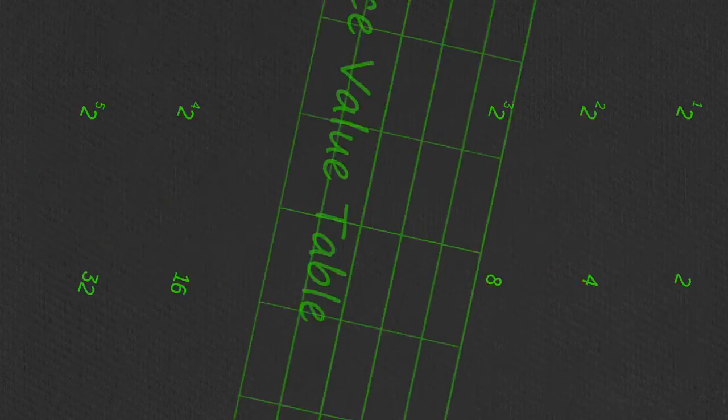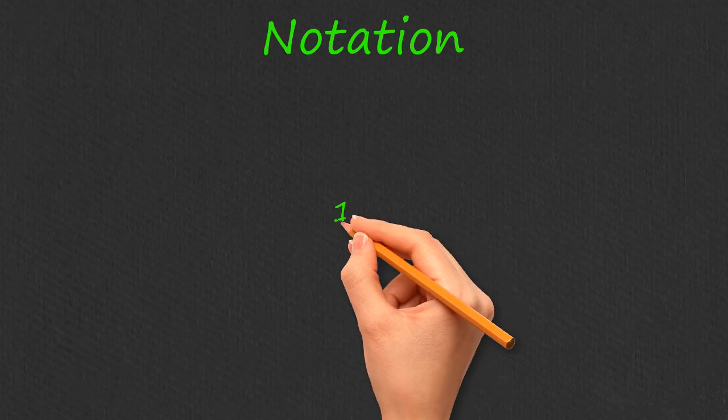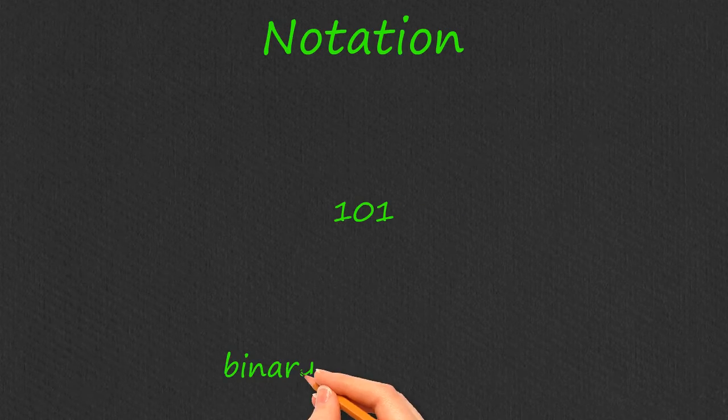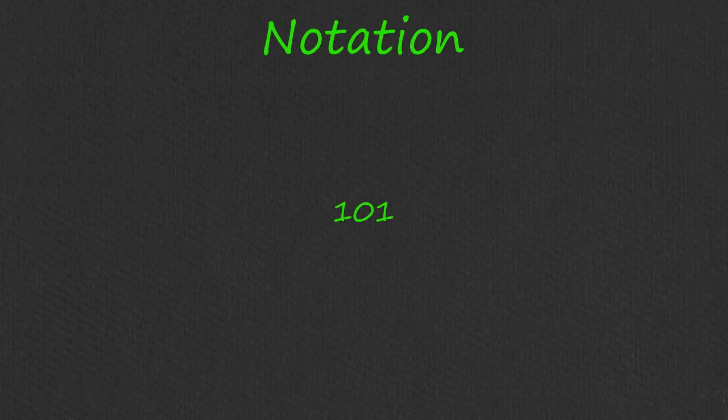In the last part of this video, I would like us to discuss some important notation. To understand why this notation is important, here's a question for you. Is this number a binary number or a decimal number? The answer is we don't know. Just presenting this number like I just have, it could easily be 101, which is a binary number, or 101, which is a decimal number.